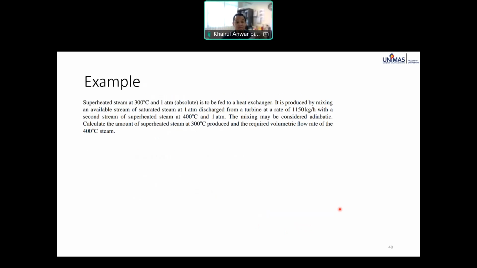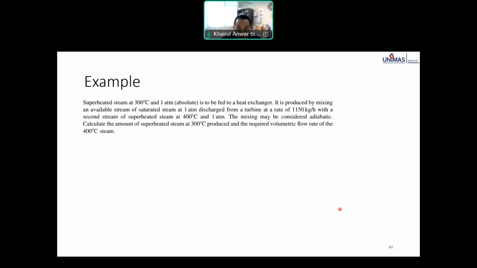Another example. Superheated steam at 300 degrees C and 1.0 atmosphere is to be fed to a heat exchanger. It is produced by mixing saturated steam discharged from a turbine at a rate of 1150 kg per hour with a second stream of steam at 400 degrees C. The mixing may be considered adiabatic. Calculate the amount of superheated steam at 300 degrees C produced and the required volumetric flow rate of the 400 degrees C steam.